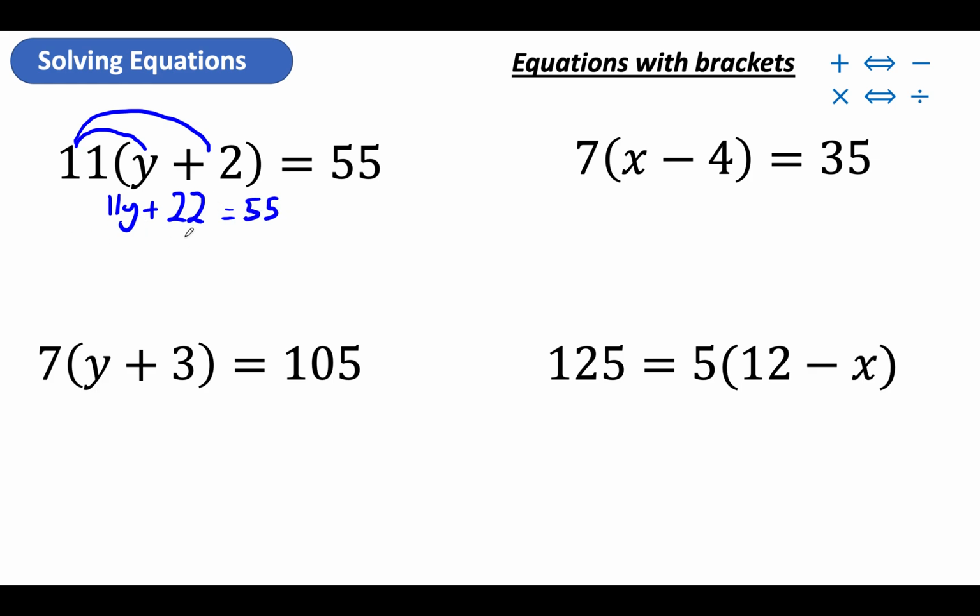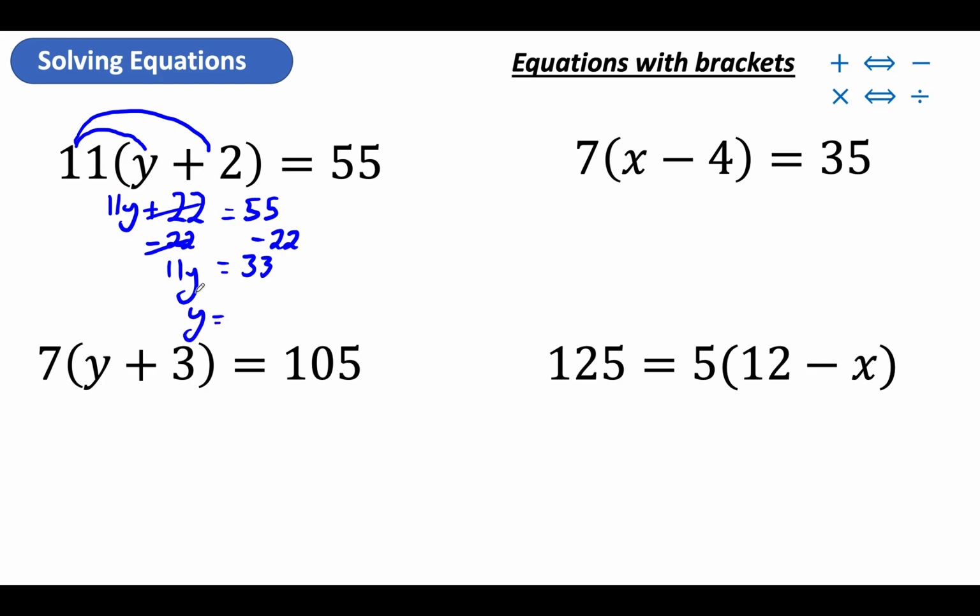Okay, I'm going to go through this a bit quicker now, I think, because we're getting used to the idea, aren't we? Right, plus 22. To get rid of that, I'll take away 22, because it turns into nothing, leaving 11y on its own. But what you do to one side, you must do to the other. 55 take away 22 is 33.